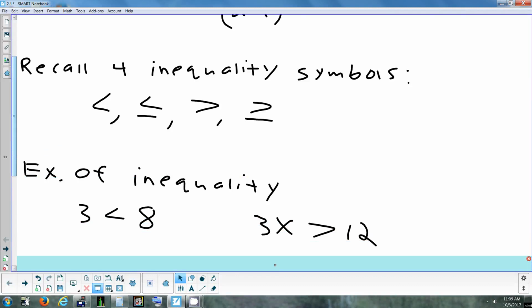The other one is 3x is greater than 12. That's a conditional inequality. It could be true if you pick the right values for x. What's a little different about a conditional inequality is there is an infinite number of answers to this problem, versus this one, there's only one answer. 4 would be the answer here. Anything greater than 4 is the answer to the one below.